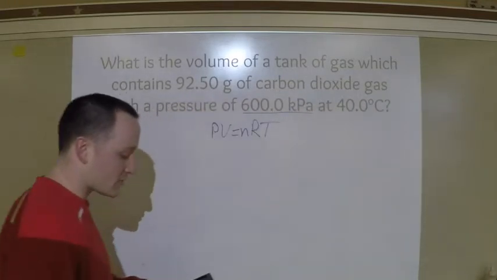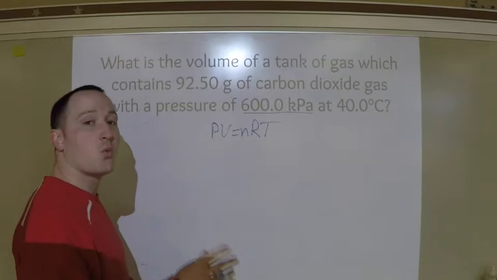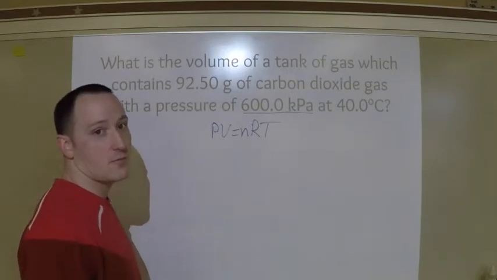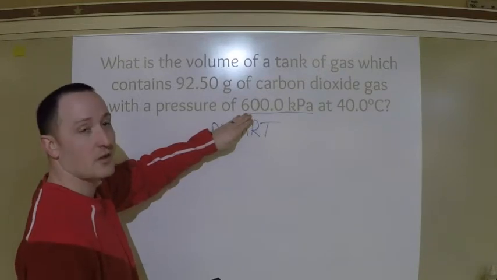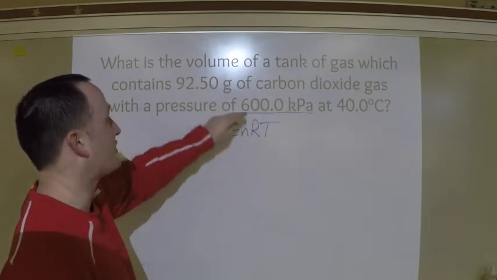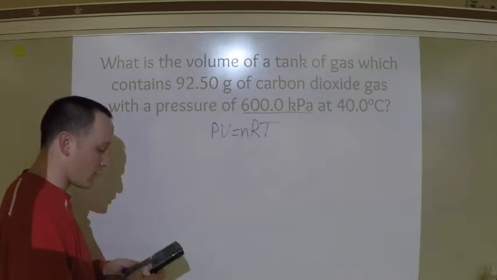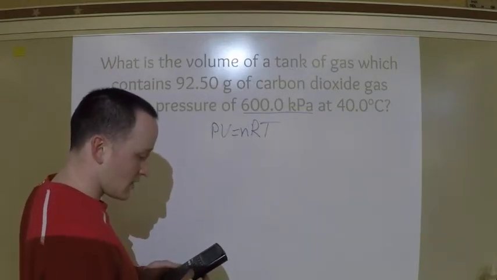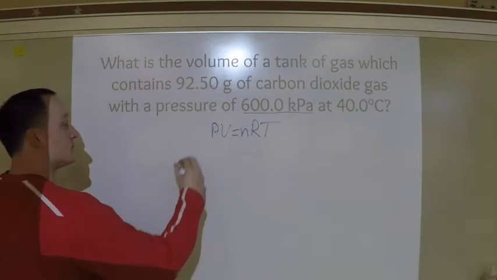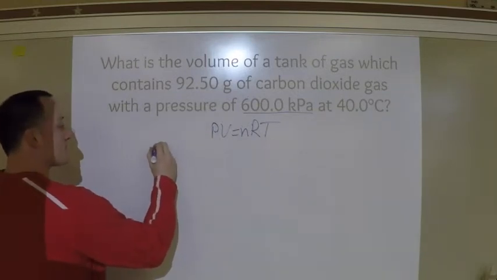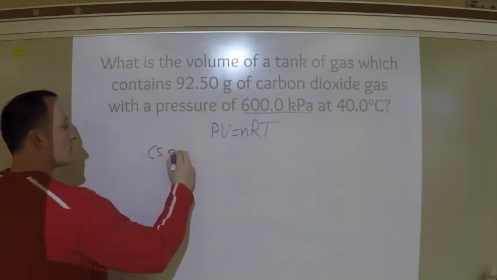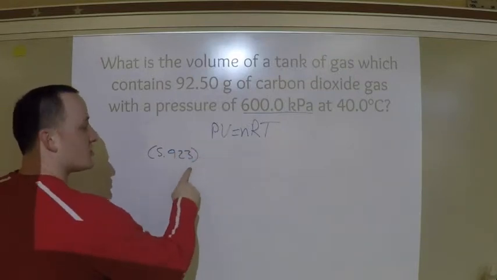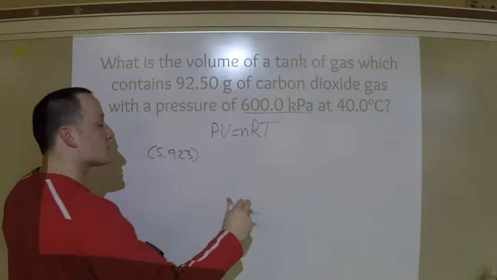Well, I don't know if you guys remember this or not, but there is 101.3 kilopascals for every atmosphere. So if I want to change 600 kilopascals to atmospheres, I have to take 600 and divide by 101.3. So I'm going to do that. And I get 5.923. So my pressure is 5.923 atmospheres. Just to save room, I'm not going to include the units.